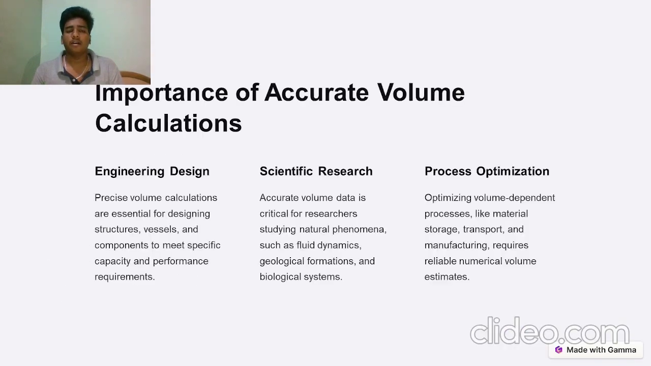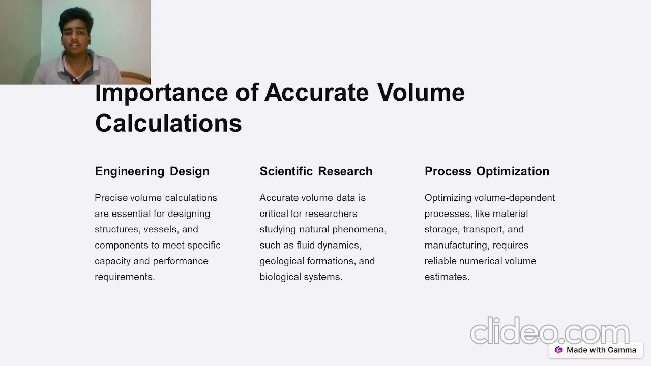So let us know the importance of accurate volume calculation. The first one is engineering design. Precise volume calculations are essential for designing structures, vessels, and components to meet specific capacity and performance requirements.